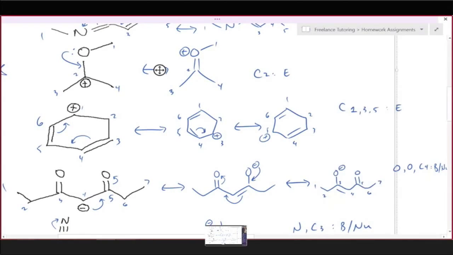Yeah. We need to. Oh, there we go. Great. Okay. Good. So that's the right reactivity, and those are the right resonance structures.